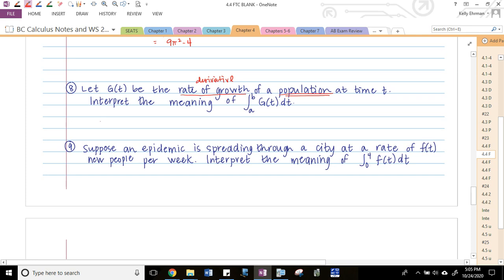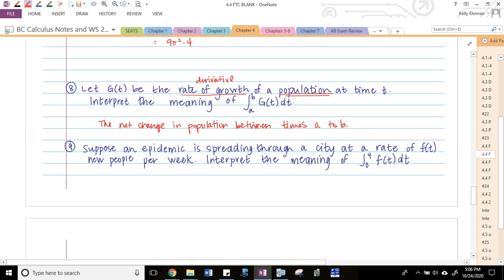So it's the net change in population between times A to B. Why did I say net change? Well, it is population, so we can't really have a negative population.